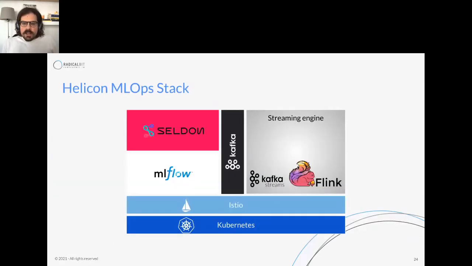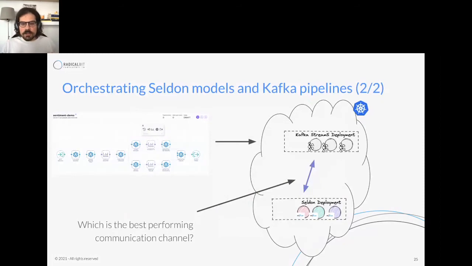So this is more or less what our MLOps stack looks like. We have the MLOps technologies, and we have our streaming engine. So the only thing that is missing is how to connect these sections. At the end, since we are Kubernetes driven, we have two different deployments, one for our models, which are wrapped in a Seldon deployment, and another one for our pipeline, in this case a Kafka Streams deployment. So the only thing that is missing there is the communication channel.